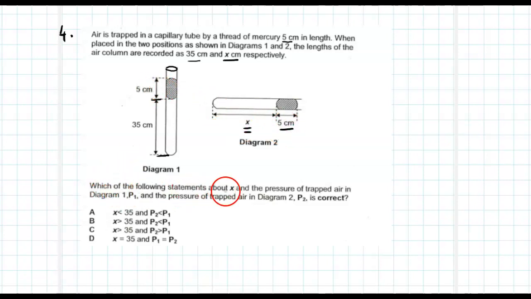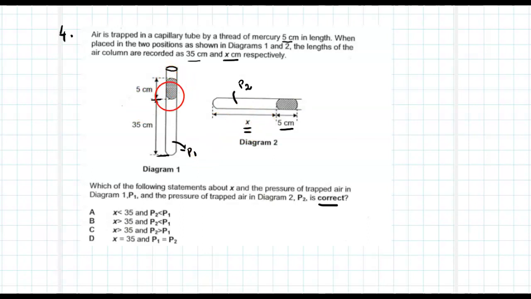So which of the following statements about x and the pressure of trapped air is right? In diagram 1 the trapped air has the pressure P1, and in diagram 2 the pressure is P2. So we have to find the right option. What is the value of pressure and what is the length of x when it is in the horizontal position? Okay, so what is the concept here?